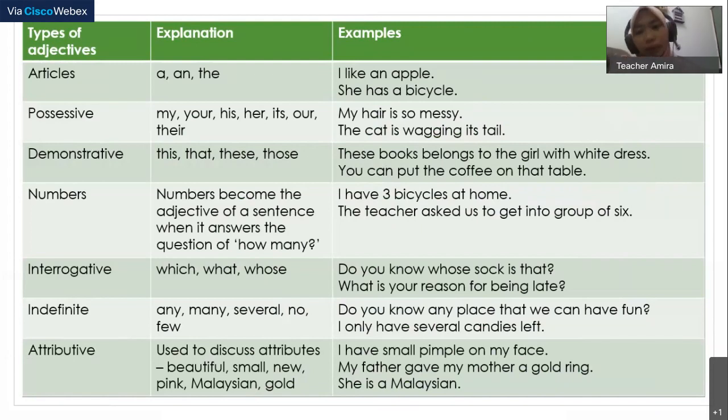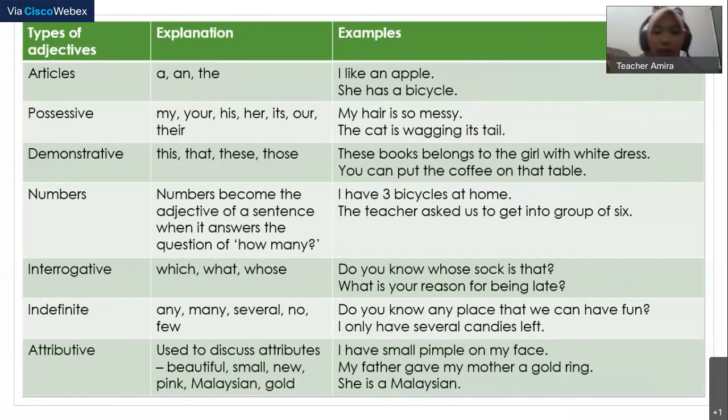So let's take a look at the examples. So I have 3 bicycles at home. Just now she has a bicycle. So I have 3, so I have more bicycles. So we can use the comparative. I have more bicycles at home. So I have 3 bicycles at home. The number 3 is describing the noun bicycles.